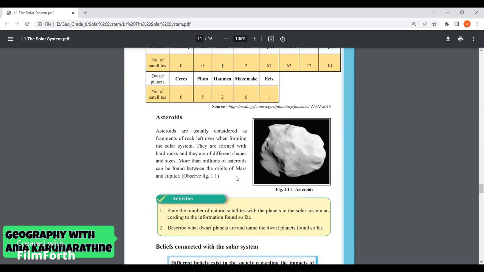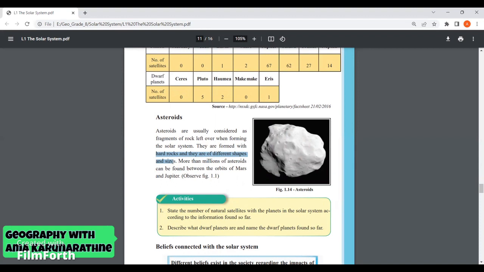Then let's move to asteroids. What are asteroids? Asteroids are usually considered fragments of rock left over when forming the solar system. They are formed of hard rock and are of different shapes and sizes. More than millions of asteroids can be found between the orbits of Mars and Jupiter.